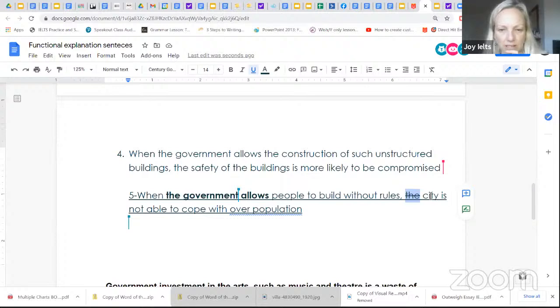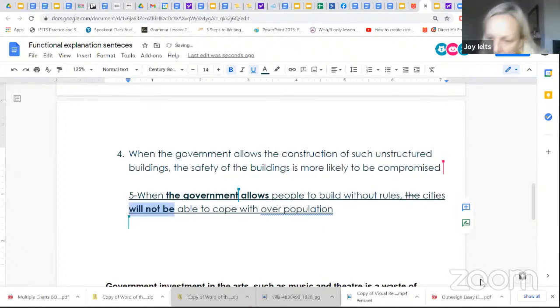cities. Okay, so I'm going to say here, number 5, cities will not, we're missing a word here. You can't say not able. You must say will not be able. So it is a common error with able that students forget the be able. Very good, very good. So how are we doing for time?